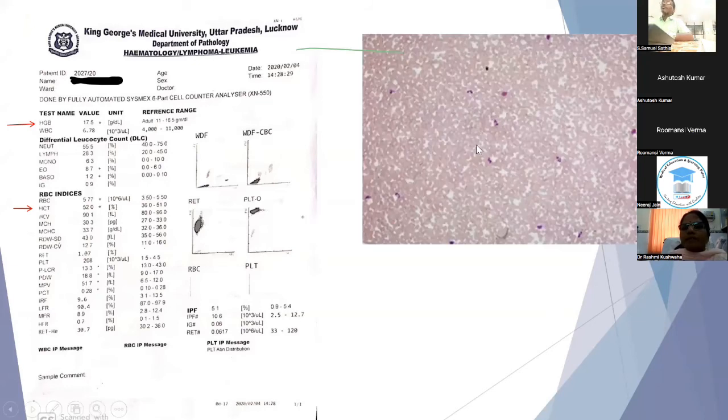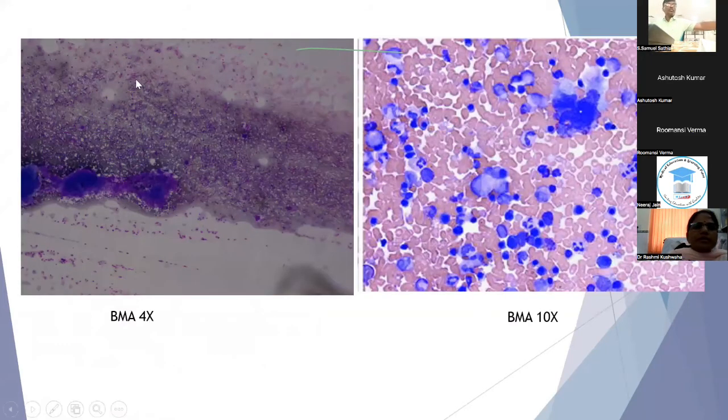This is the peripheral smear. From the peripheral smear, we can make out markedly increased density of the RBCs. This is a bone marrow aspirate, low power view. In the low power view, these are the particles which are quite hypercellular, and even the trails are looking very cellular for this age. This is a closer view. The closer view shows the proliferation of the granulocytic cells and the presence of dysmorphic looking megakaryocytes.